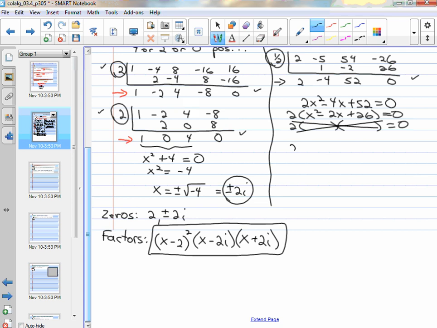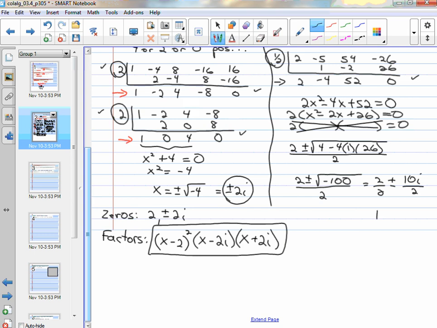So negative b, 2, plus or minus the square root of b squared, negative 2 squared is 4, minus 4 times a, which is 1, times c, which is 26, all divided by 2 times a, 2 times 1 is 2. So 2 plus or minus the square root of, what's 4 times 26? 104, right? 4 minus 104 is negative 100. Double check my math. Okay, I'm going to split this apart. 2 divided by 2 plus or minus, what's the square root of negative 100? 10i divided by 2.